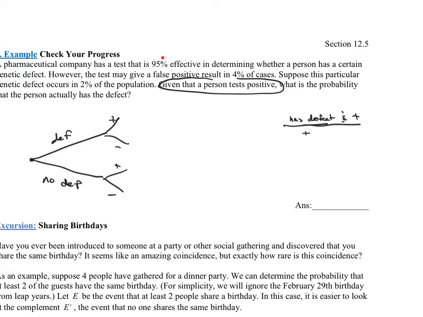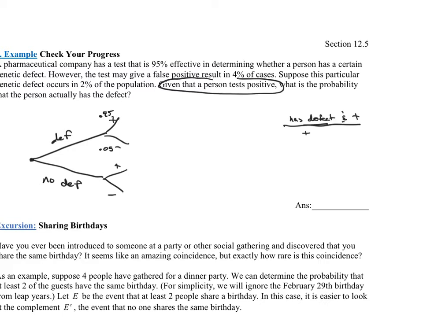It says the test is 95% effective in determining whether a certain person has the defect or not. So if it's 95% effective in determining if they have the defect, that means the defect positive, the accurate result, is 95%. If it's 95% accurate, that means it's 5% inaccurate when they have the defect. Okay? Let's look at the next one.